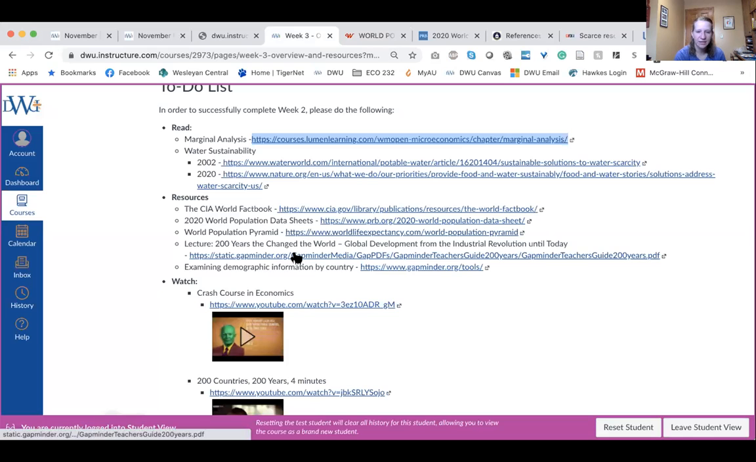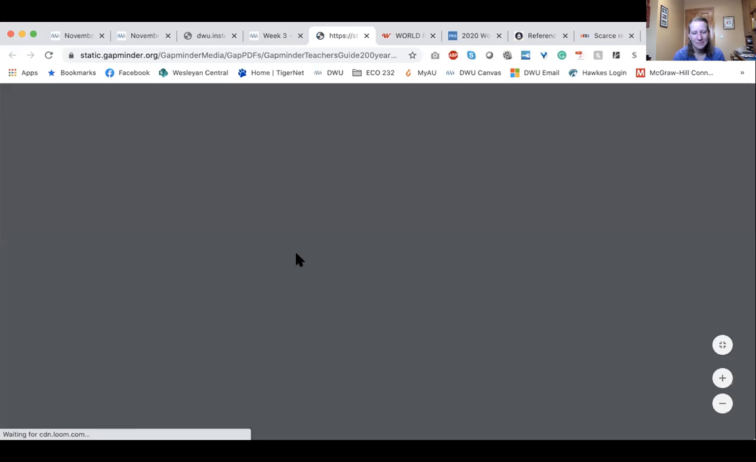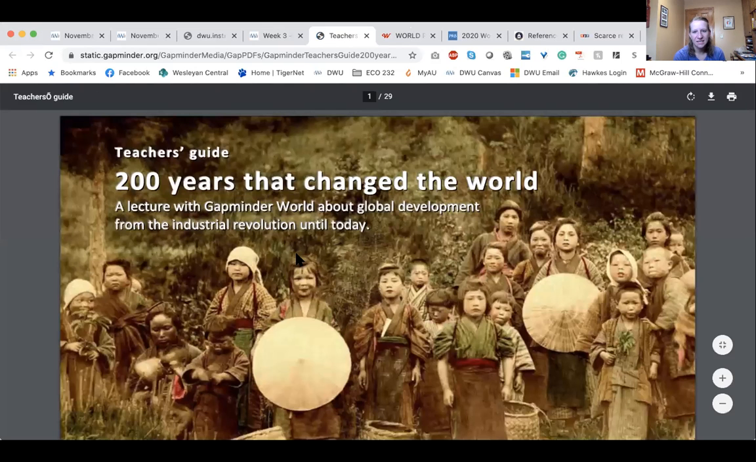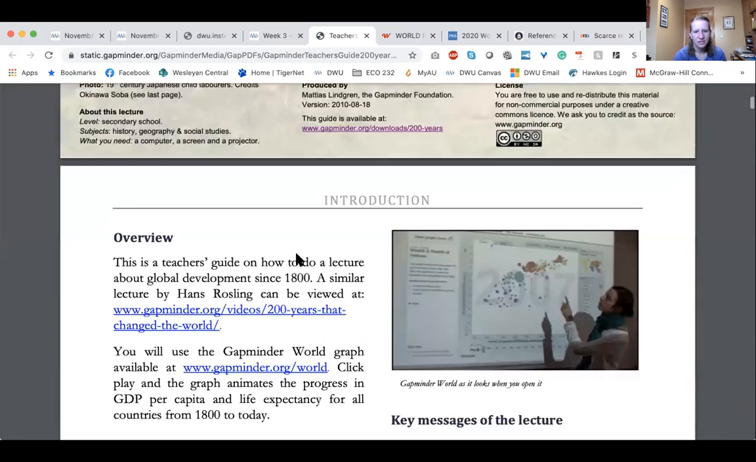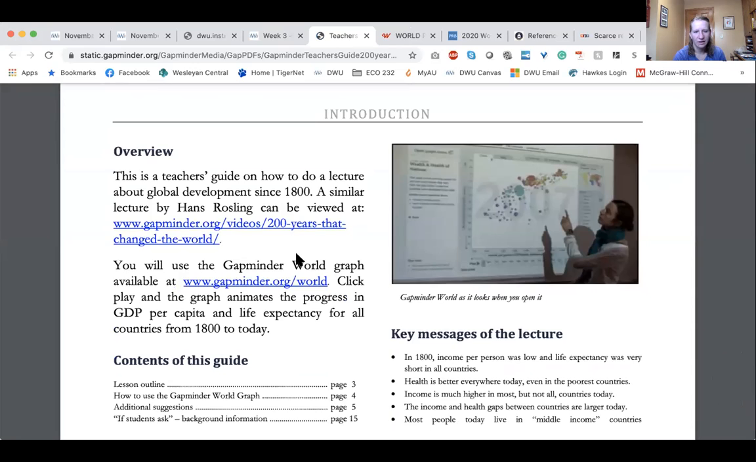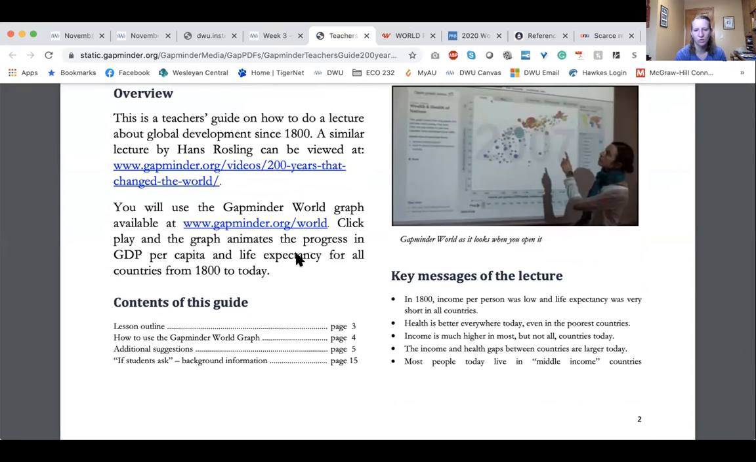This 200 years, it should say, that changed the world. So this is a teacher's resource, but I thought it had good information for you as well. Just kind of goes through an overview on global development since the 1800s. Again, that's kind of a big theme running through this whole class is how we have changed over the past 200 years and how that change is going to affect you in your own industry.